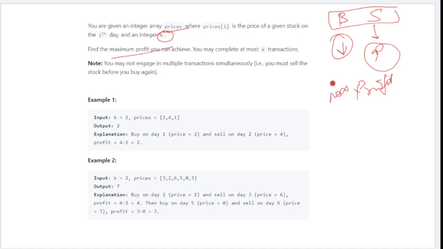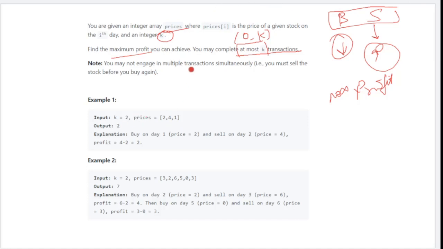But now we have been given a K that says you have to complete at most K transactions. Now there comes a constraint that says you have to complete at most K transactions. I hope the words at most are clear to you. At most refers to, let's say, from 0 to K. This is what at most means: the number of transactions could be from 0 to K to maximize the profit.